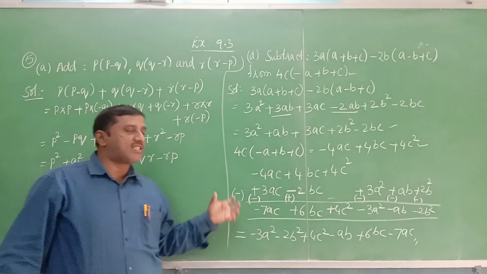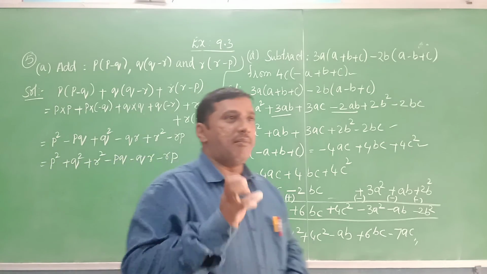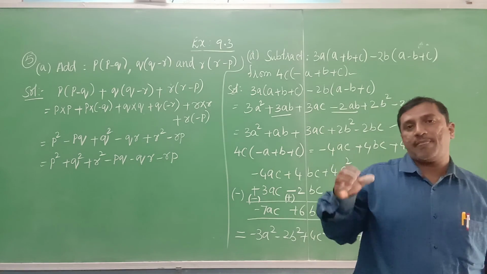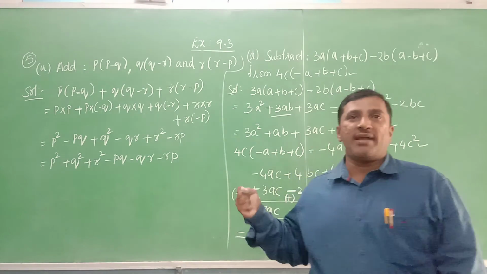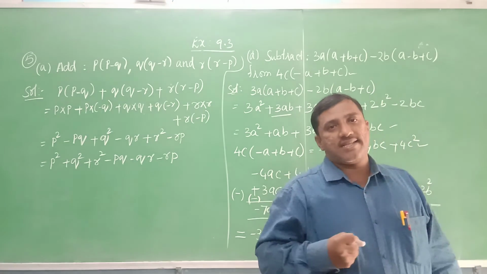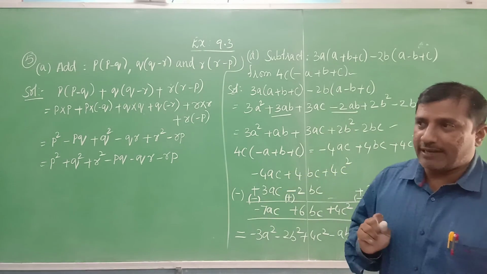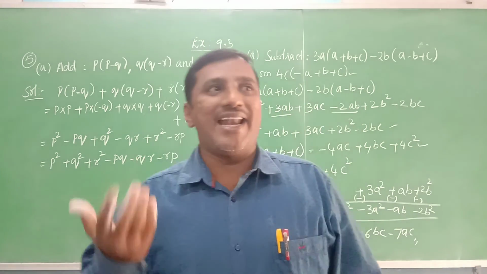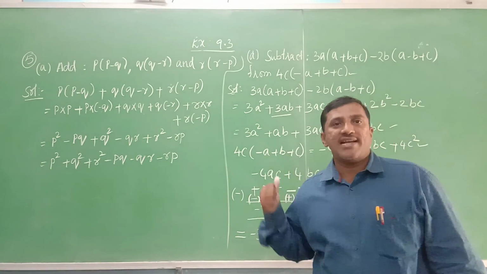So what we studied in this class is multiplying a monomial by a polynomial, that is a binomial and a trinomial. What did we use to multiply these? Yes, we used the distributive property, and again we applied the multiplication of a monomial by another monomial. Is it clear, children?